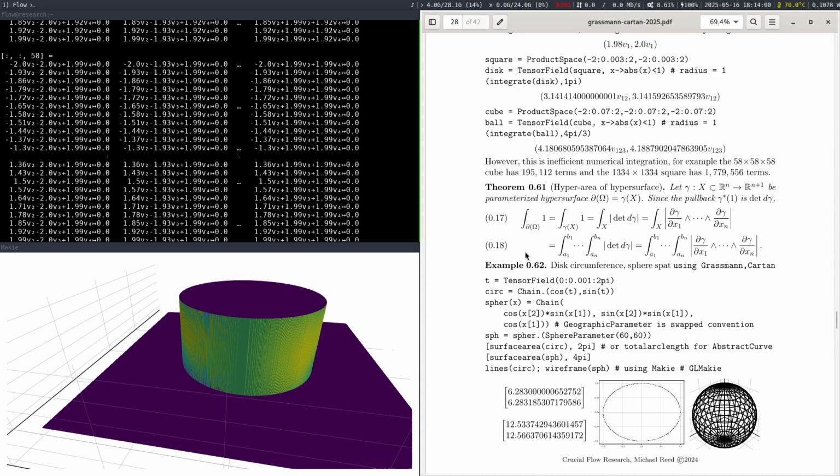All right. So now we have the hyperarea of a hypersurface. So let gamma, a subset of x from R^n to R^(n+1), be a parameterized hypersurface, which is a boundary of omega, which is gamma of x. Okay? And since the pullback of gamma star 1 is the determinant d gamma, we can apply these really nice integral relations. So this is a theorem.